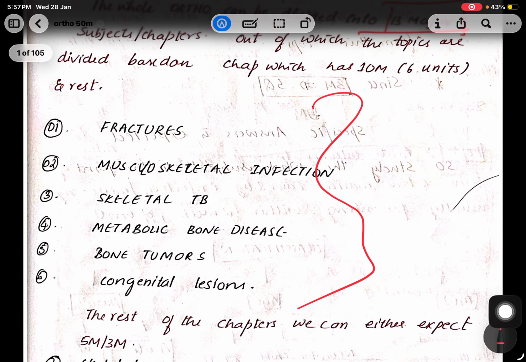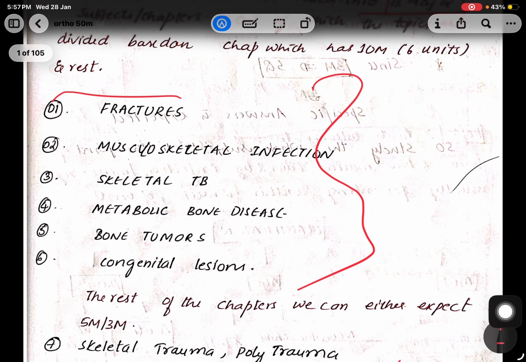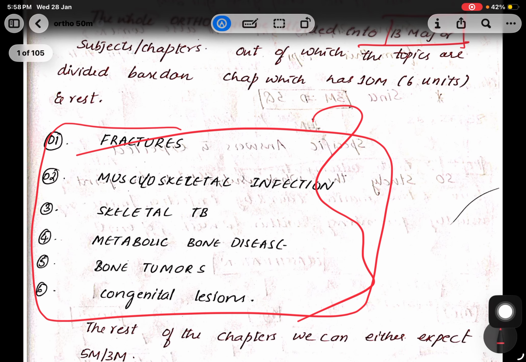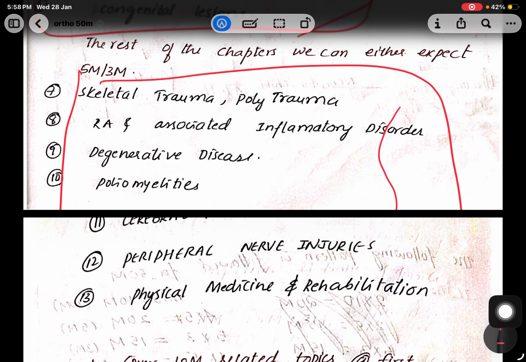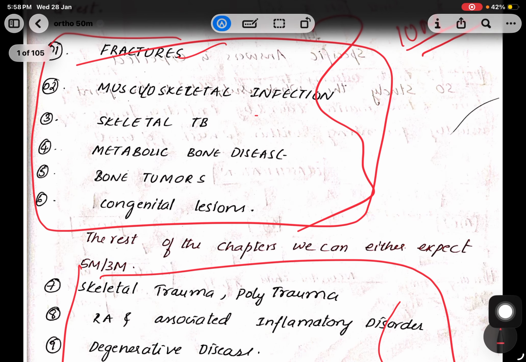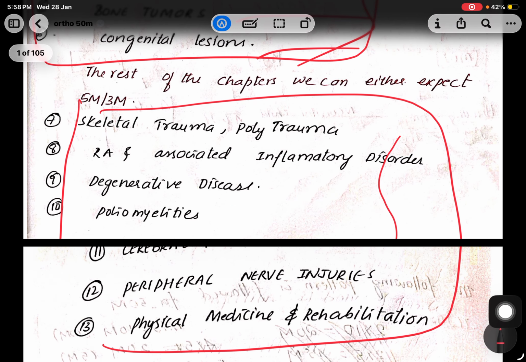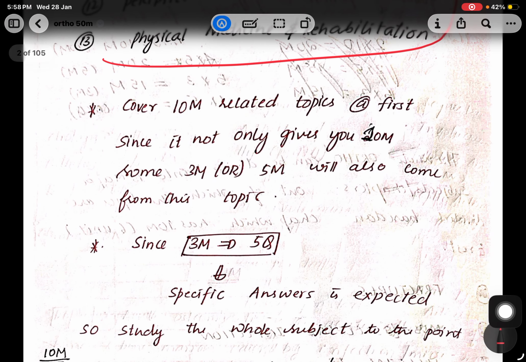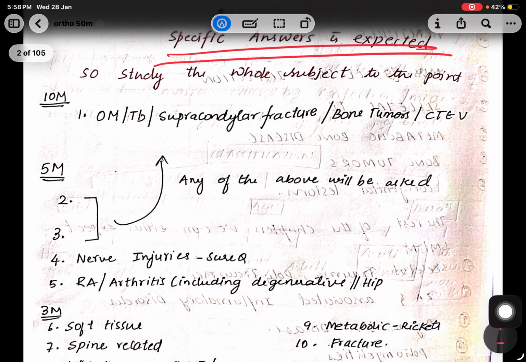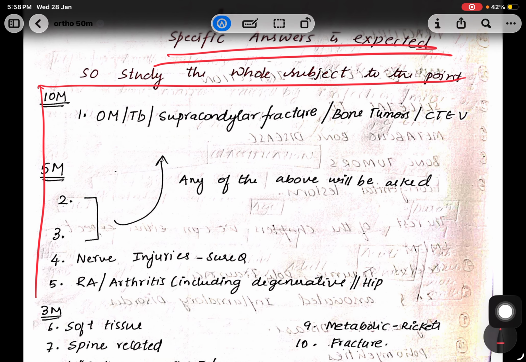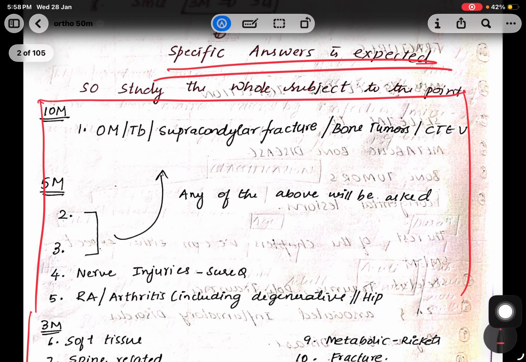I have divided them into 16 and the rest of the topics, because these 16 are the ones where, according to the blueprint, you can expect a 10 marker, and the remaining are where you can expect a 5 marker or a 3 marker. Those 16 are fractures, mostly supracondylar fracture, infection or TB, metabolic bone disease, tumors or congenital lesions, and these we will discuss. The core idea is to cover 10 mark topics first so that you cover even the 5 mark topics. But 3 markers are specific and we'll see how to go about it. This is the expected blueprint, with predictable questions, I feel.